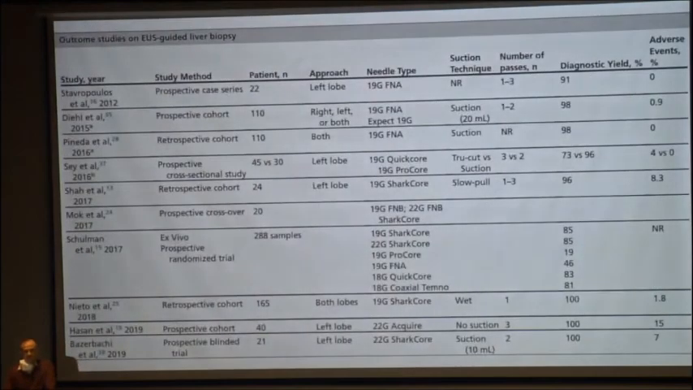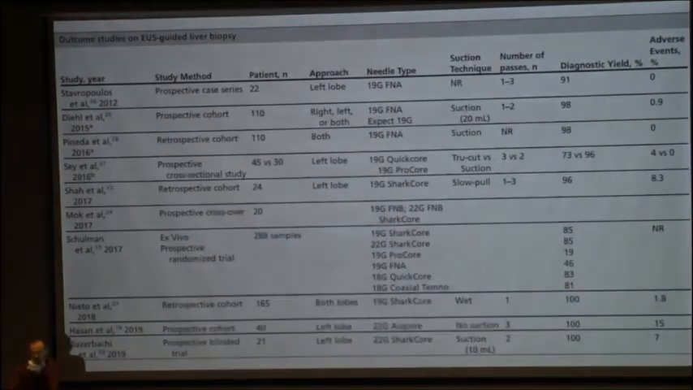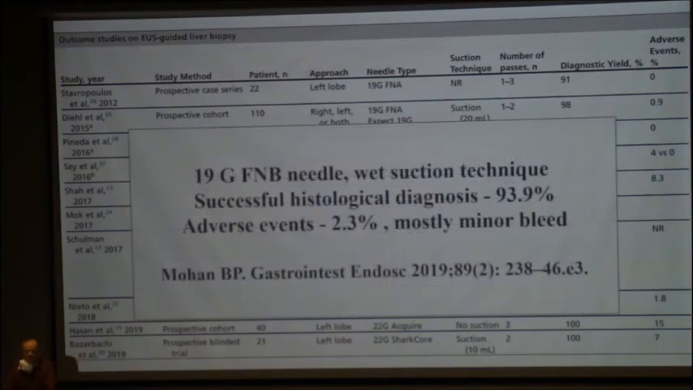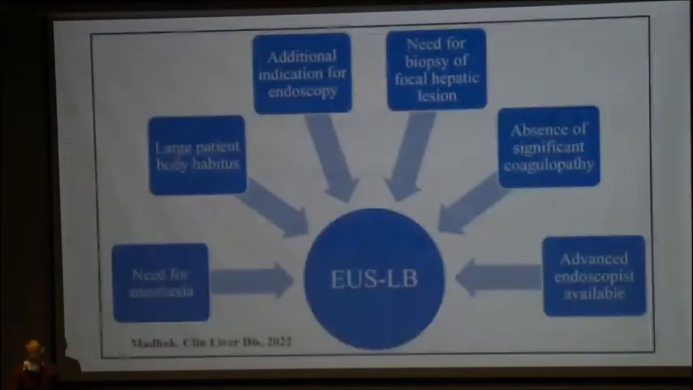Various studies have been published after that, showing the utility of US guided liver biopsy. And in general, it is recommended that we should be using a 19-gauge FNB needle with wet suction technique. And studies have shown successful histological diagnosis in nearly 94% of these patients and adverse events in 2.3%, mostly in the form of minor bleed.